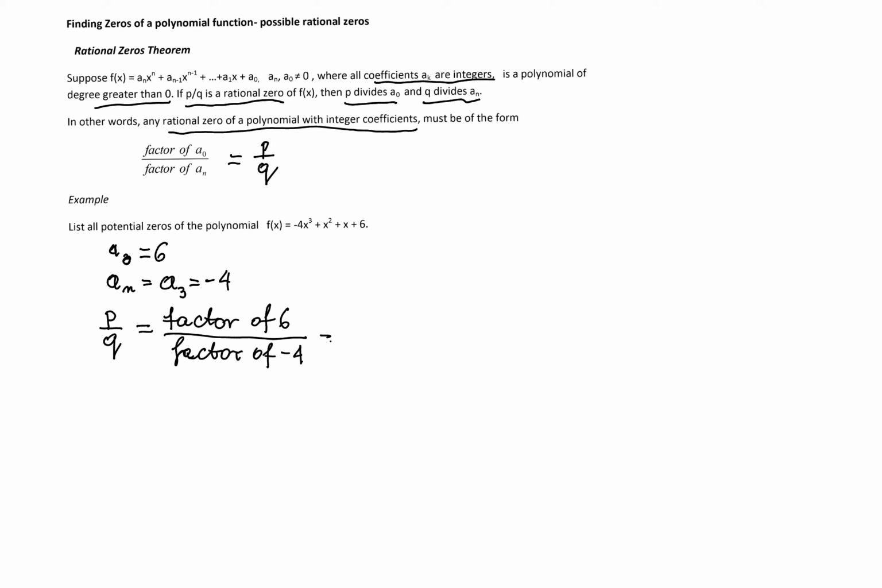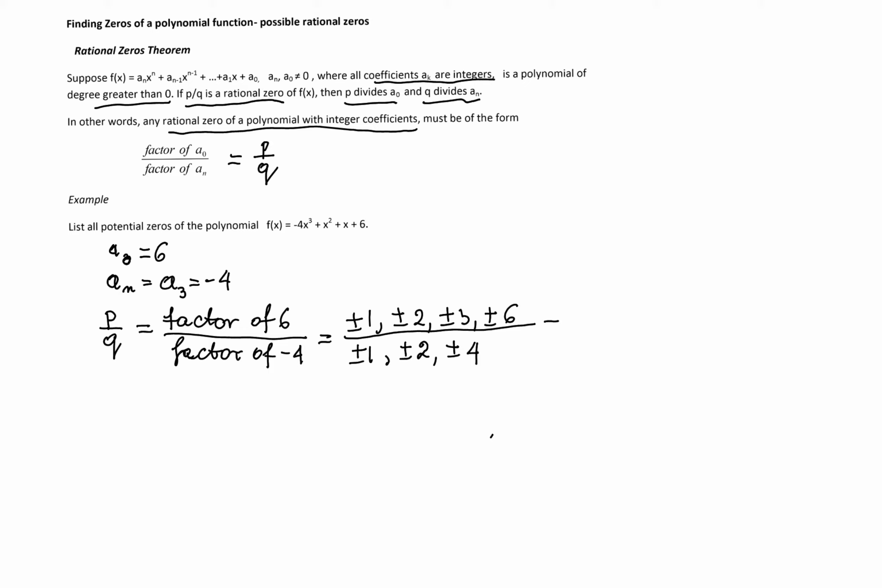So let's list the factors of 6. That's going to be plus or minus 1, plus or minus 2, plus or minus 3, and plus or minus 6. Factors of negative 4 are plus or minus 1, plus or minus 2, and plus or minus 4. Any rational zero will have one of the numbers plus or minus 1, 2, 3, or 6 in the numerator, and any of the numbers plus or minus 1, 2, and 4 in the denominator.